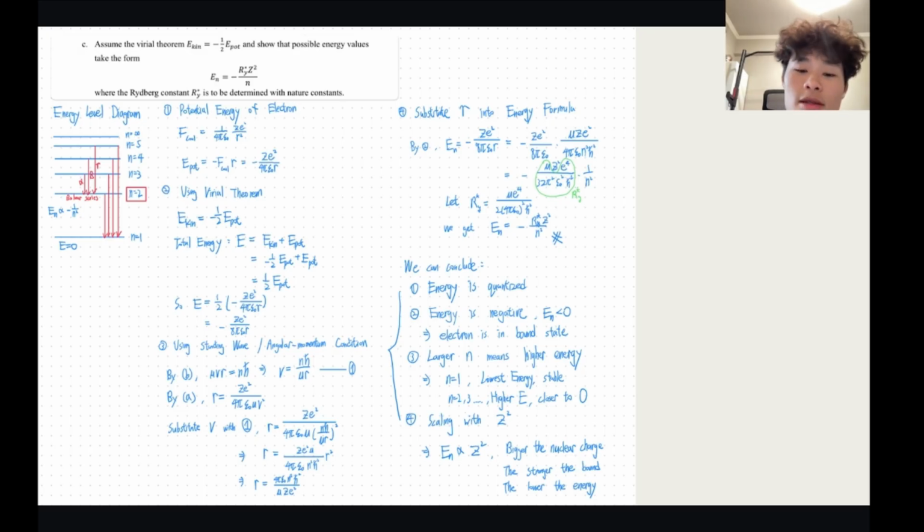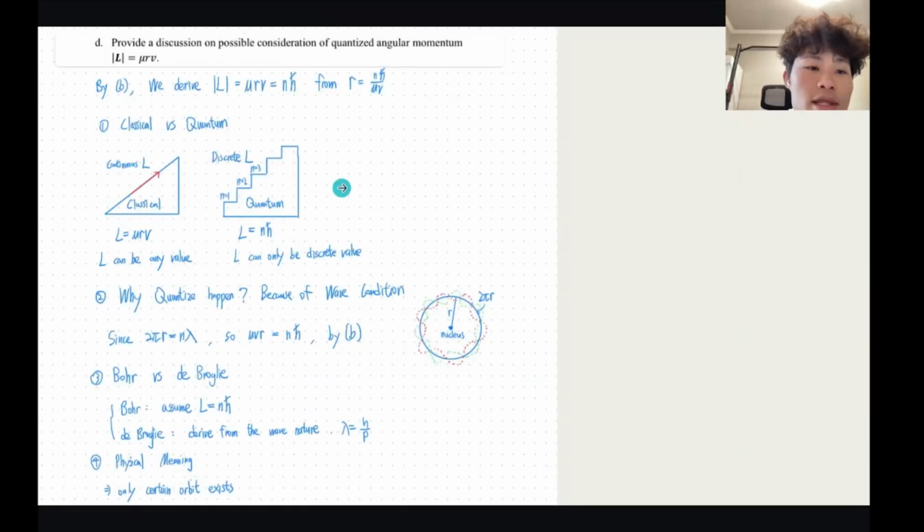So the fourth part is that we observe that energy scales with Z squared. And this means that the bigger the nuclear charge is, the stronger the bound is, and the lower the energy is. So these are our discoveries for question C. And now let's dive into question D.